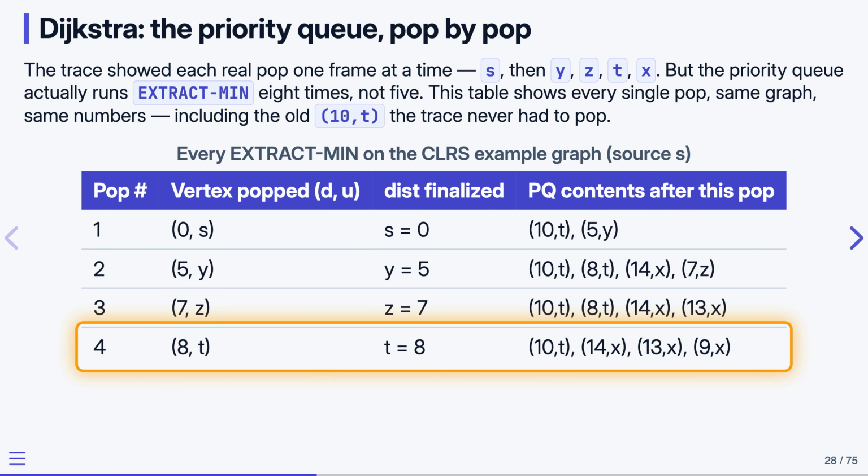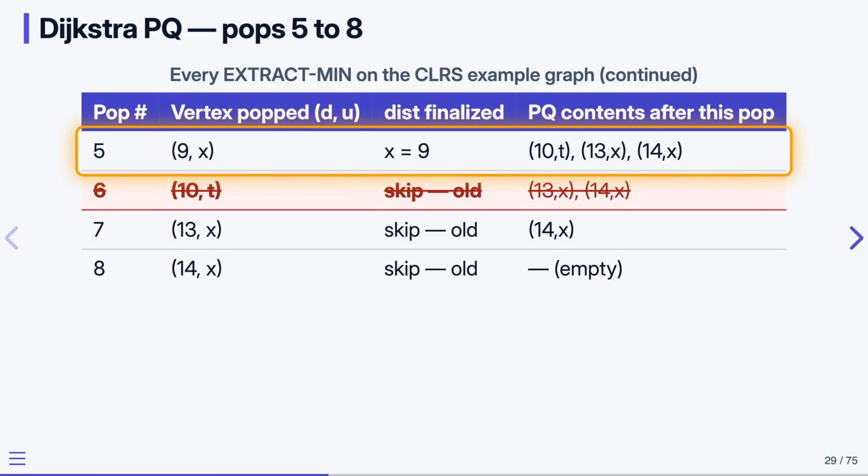Pop 4 takes (8, T). We finalize T at 8. Relaxing T pushes (9, X), which beats every earlier copy of X. Pop 5 takes the pair (9, X). We finalize X at 9. That is the last real vertex to settle.